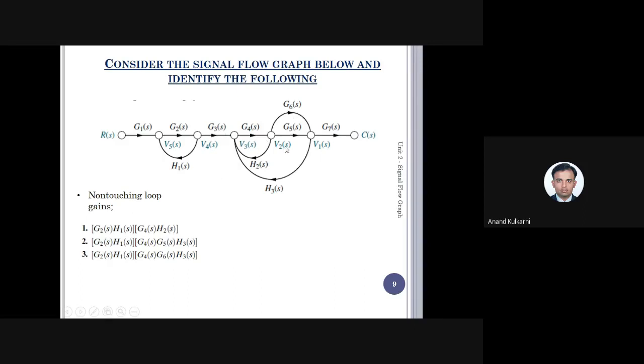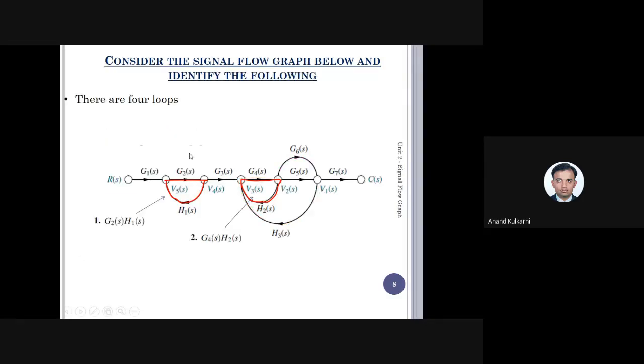Why? If you remember, there were 4 loops. In those 4 loops, loop number 1 and loop number 2 is one non-touching loop pair. Then loop number 1 and loop number 3 is the second non-touching loop pair. Loop number 1 and loop number 4 is the third non-touching loop pair. Non-touching loops are always in pairs. If we observe loop number 1, I'll show you here so it can be understood. See here, this and this, are there any nodes they are touching? This loop and this loop are not touching one another. So these are the two non-touching loop pair.